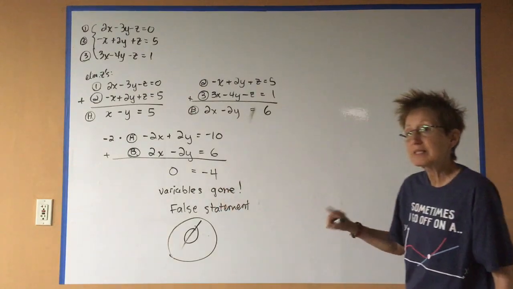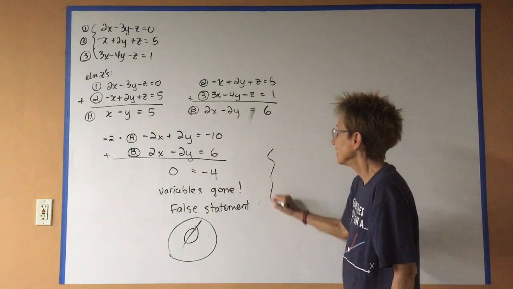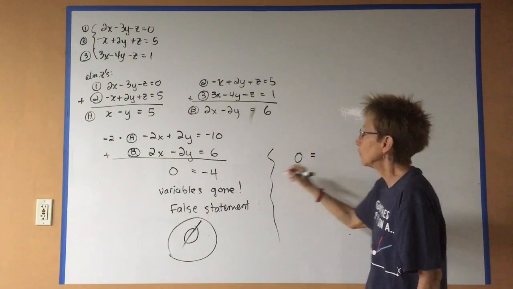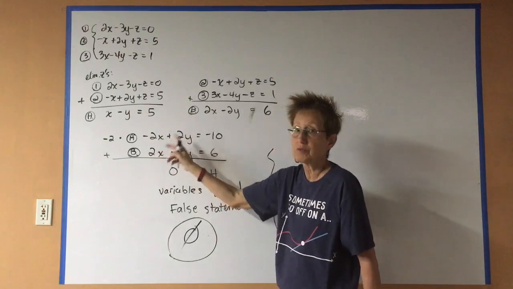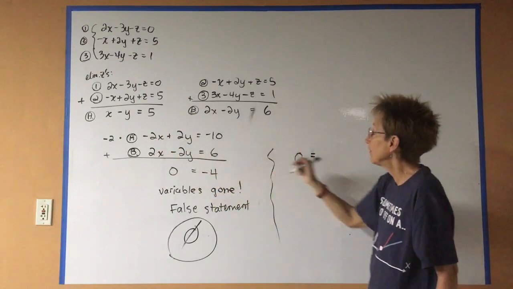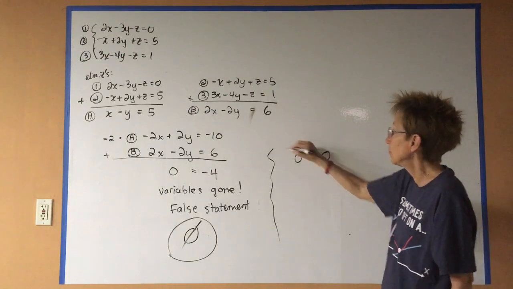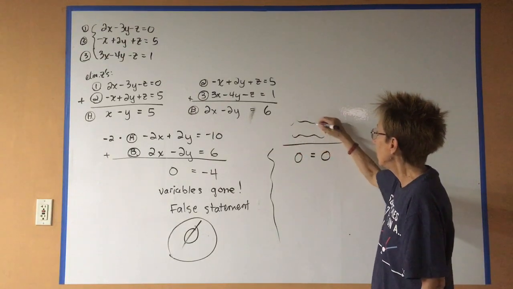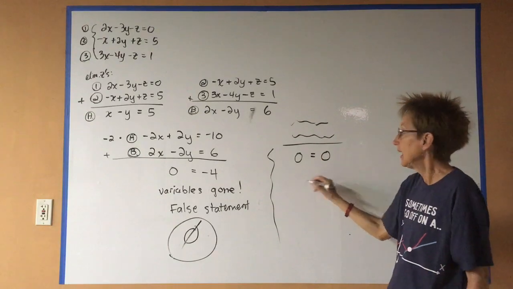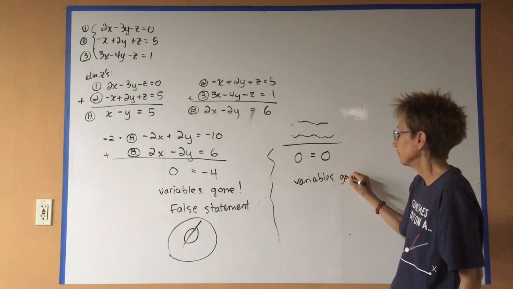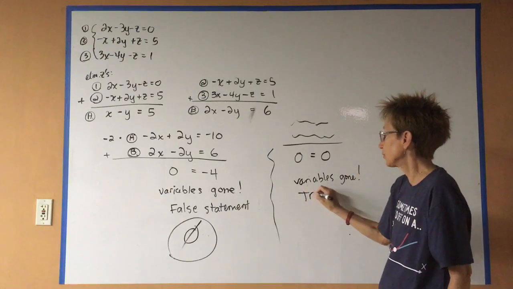So how do I know it's the other case? If I did all this and I got 0 equals, because this side will be 0 if all the variables are going away, and lo and behold, everything over here ended up going away as well. So in other words, I ended up with 0 over 0 when I did this. Here the variables are gone as well. But this is a very true statement.